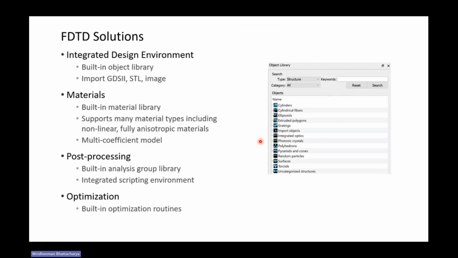So this is the object library which we were talking about. If we include the structures and categories, under the categories it has been divided into different parts like cylinders, cylindrical fibers, integrated optics, and photonic crystals. Along with this, we can select the one which we want to work with, or which is the closest and represents the structure we have in mind, and then we can alter it according to our need.